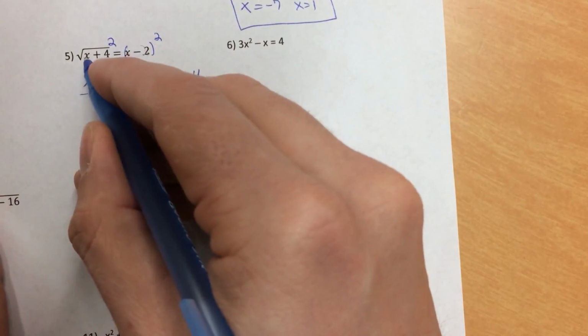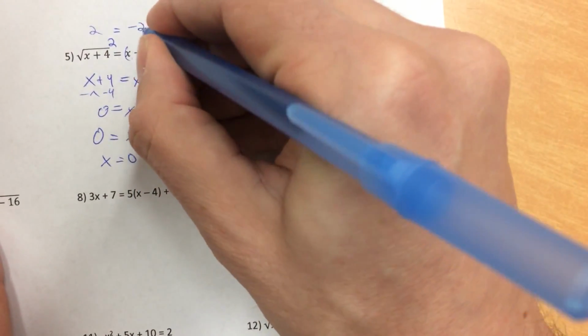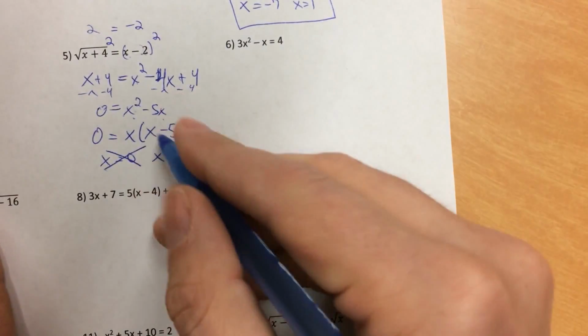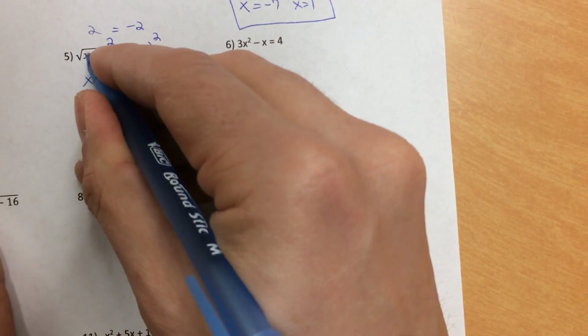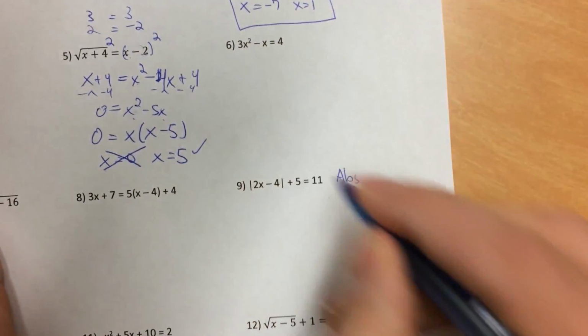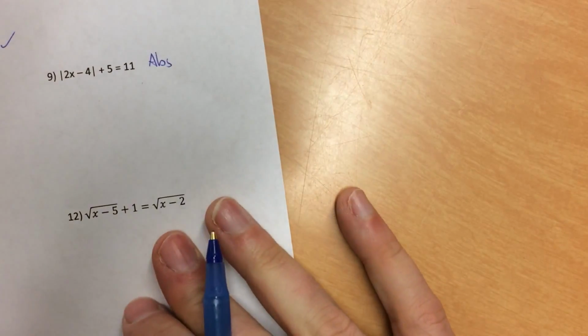So when we check 0, 0 plus 4 is 4, square root of 4 is 2, 0 minus 2 is negative 2. Those are not equal to each other. X equals 0 is an extraneous solution. When we check 5, 5 plus 4 is 9, square root of 9 is 3, 5 minus 2 is 3, and so 5 works. I guess I'll do one absolute value equation.